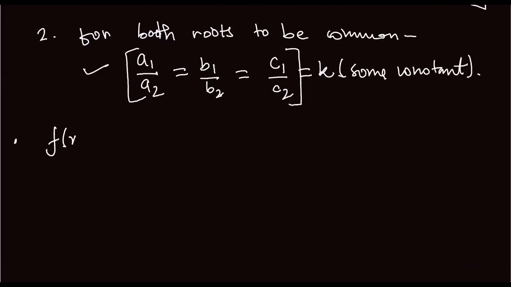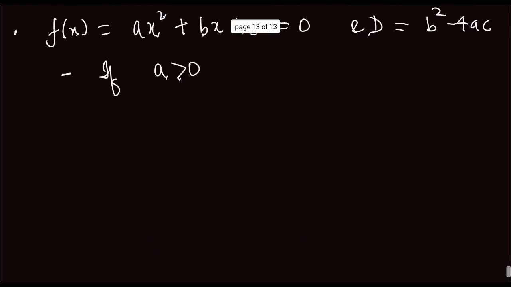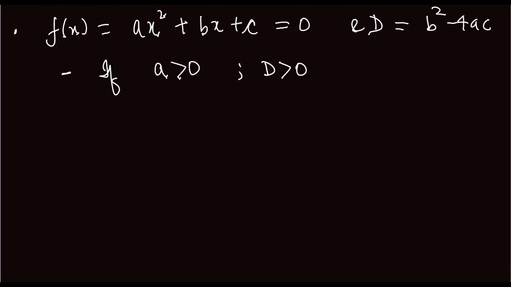Let's say our quadratic equation f(x) is ax square plus bx plus c equals 0, and we have our discriminant D as b square minus 4ac. Now the first condition: if a is greater than 0 and D is also greater than 0, in this case there will be real roots because D is greater than 0. A is greater than 0 means we have a positive coefficient of x square. Then the graph will be concave upwards.